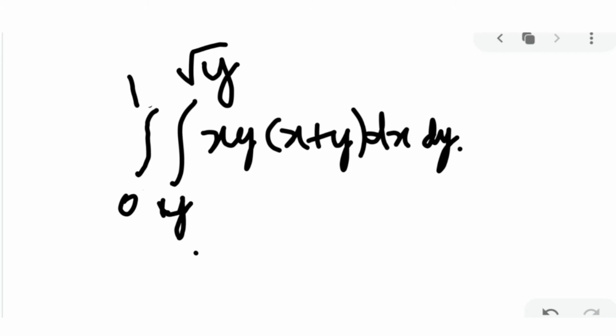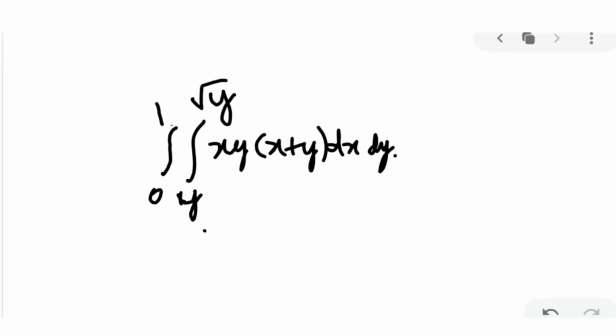This is the process of change of order of integration. It's very simple. The main concept is that we need to alter the strip. If the horizontal strip is taken first, then we need to change it into the vertical strip, and vice versa. So let's integrate this from 0 to 1.